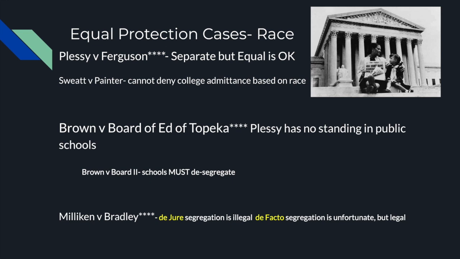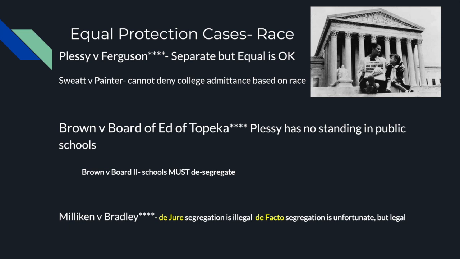Sweatt versus Painter is a much more uplifting case. Long story short, guy applies to go to law school at University of Texas, Austin, and he is admitted, but he's admitted to the black law school as opposed to the white law school. The black law school has about 3 teachers to the 30-ish that are there at the white law school. They have about a library of half the size, and he doesn't get to go to class with his white compatriots. He instead has to go to this tiny little decrepit classroom on his own.